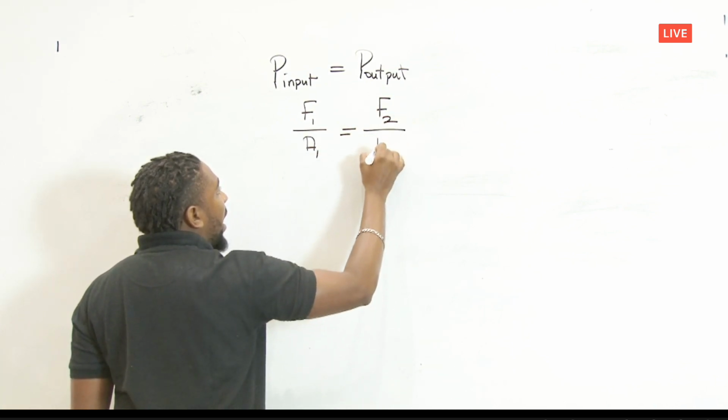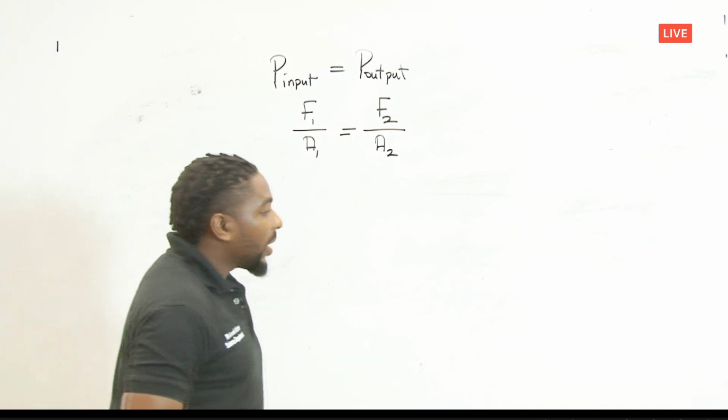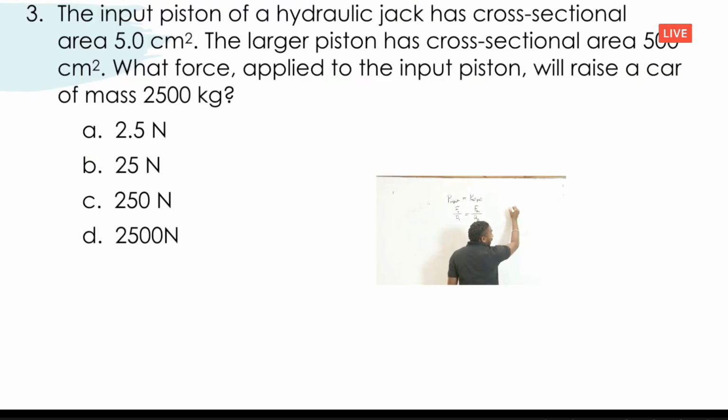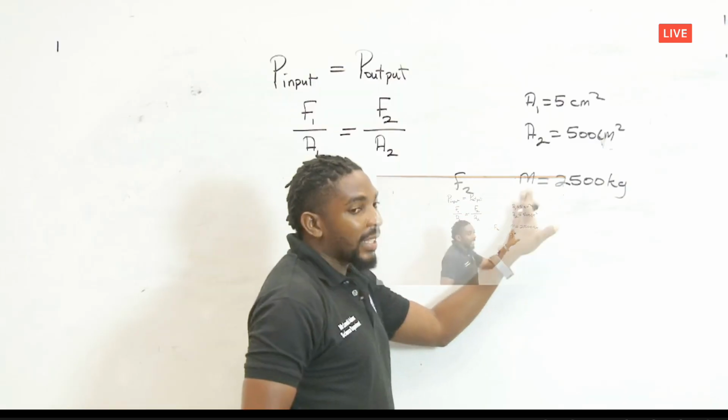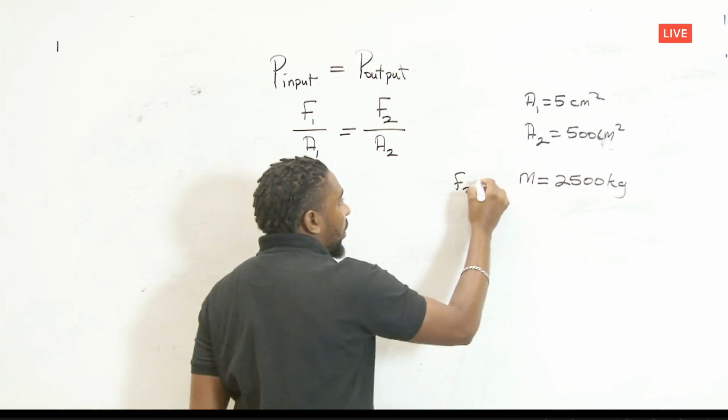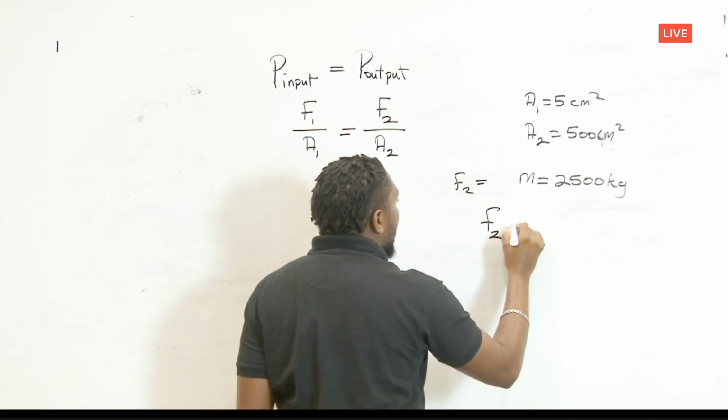So the pressure input looks at the force at piston 1 over the area at piston 1, which will be equal to the force at piston 2 over the area at piston 2. So the question states what the area is. The area 1 is 5 centimeters squared. The area 2 is 500 centimeters squared. And it says it raises a mass. So the mass of the car that it raises is 2,500 kilograms. So we're going to use this to find F2.